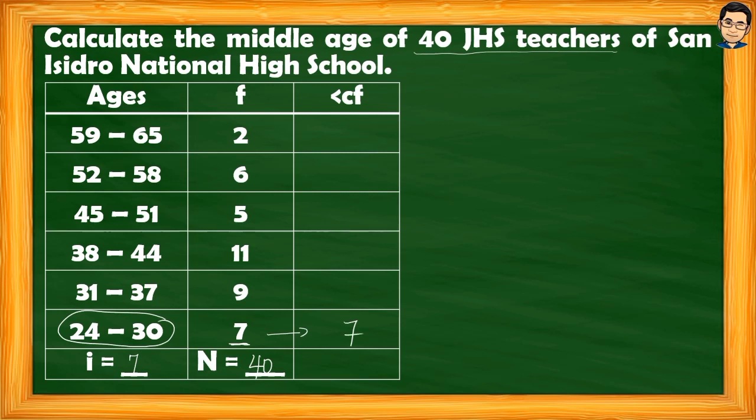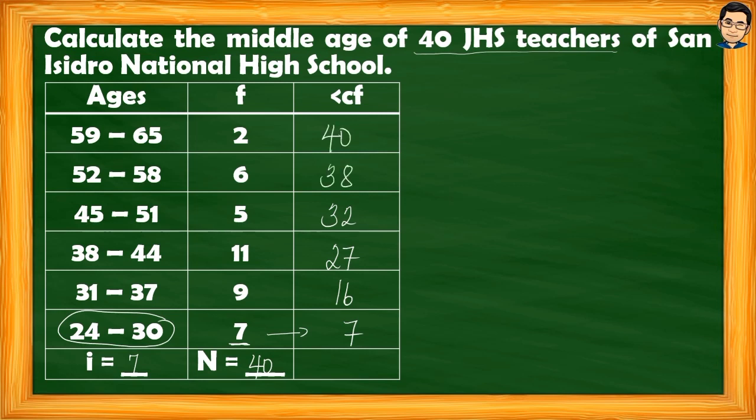And then, we'll add successively pataas. Okay. So, ano ang i-add natin sa 7? And that is 9. Yung frequency po ng kasunod na class. Next, upper class. So, 7 plus 9, that is 16. Plus 11, 27. Plus 5, we have 32. Plus 6, we have 38. And then plus 2, we have 40.